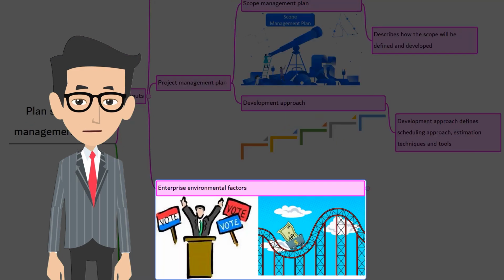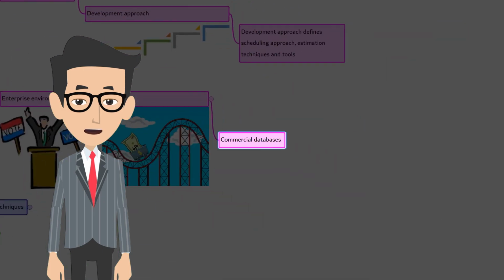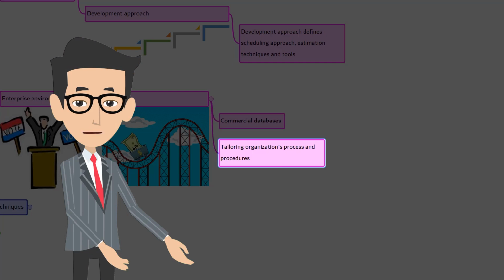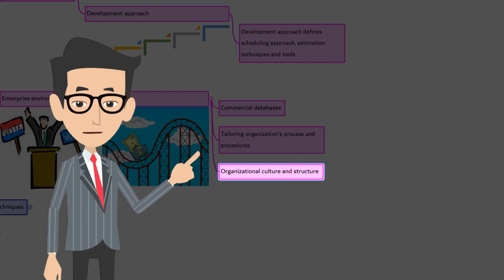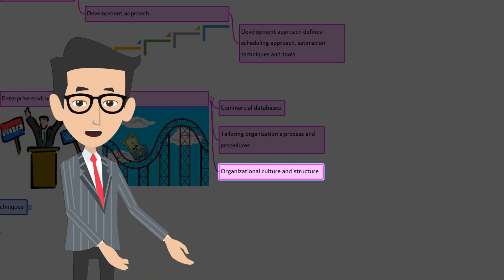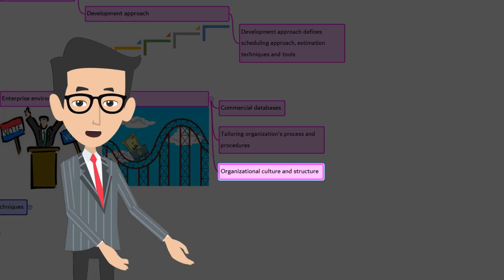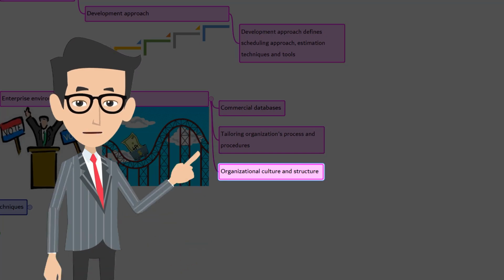The next one is enterprise environmental factors. Commercial database such as standardized estimating data, guidelines and criteria for tailoring the organization's set of standard process and procedures to satisfy the specific need of the project. Culture and structure of an organization can influence the way the projects are managed and executed. The level of maturity of project management within an organization and the management process in place can also impact how smoothly a project is carried out. Projects considered to be aligned with the organization culture may have smoother implementation and higher success rate than project that challenges these cultural norms. That's obvious, right?